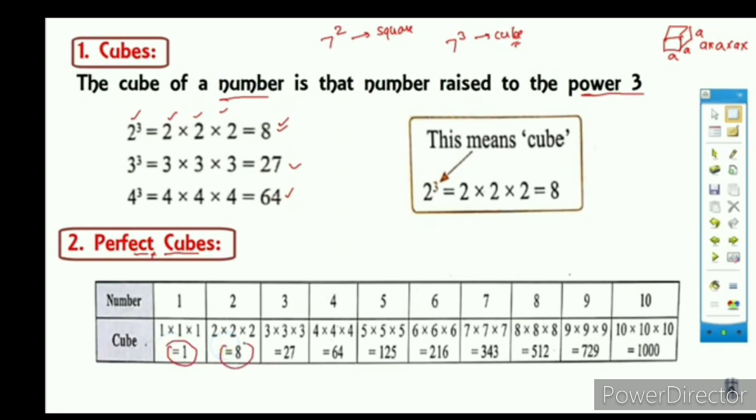Now let's see some perfect cube numbers. If you find 1 cube, you will get 1 only. 1 is a perfect cube number. 2 cube is 8, 3 cube is 27, 4 cube is 64, etc. Up to 10 you have now. 10 cube, that is 10 into 10 into 10, you will get 1000. Okay, so 1, 8, 27, 64, 125, 216, these are all perfect cube numbers.